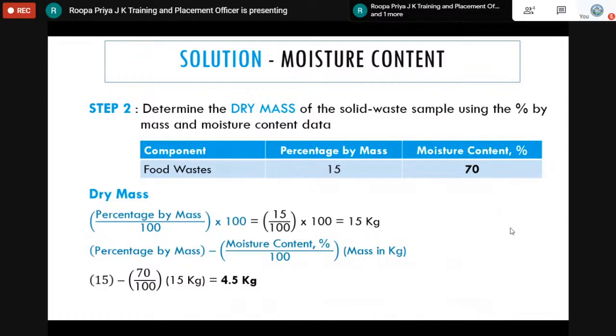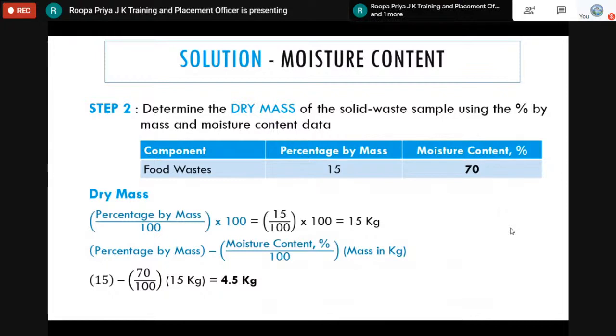And this percentage by mass has to be used again, along with the moisture content, to get you the last column, that is the dry mass. So to calculate the dry mass, you again use the percentage by mass value, that is for food waste, it is 15. The moisture content in percent is 70 percent. So I've taken 70 divided by 100 to convert this into a fraction.